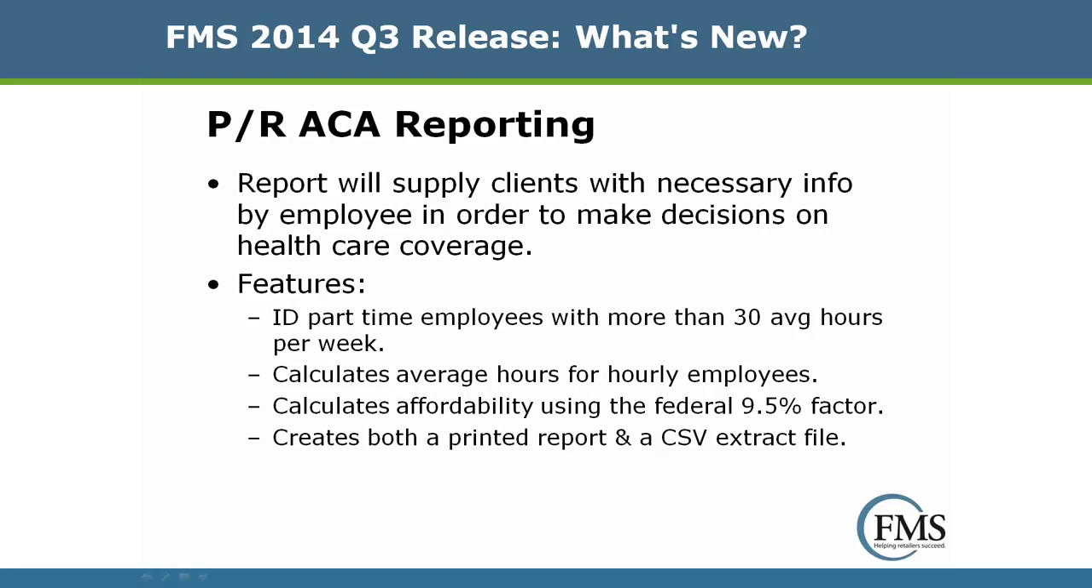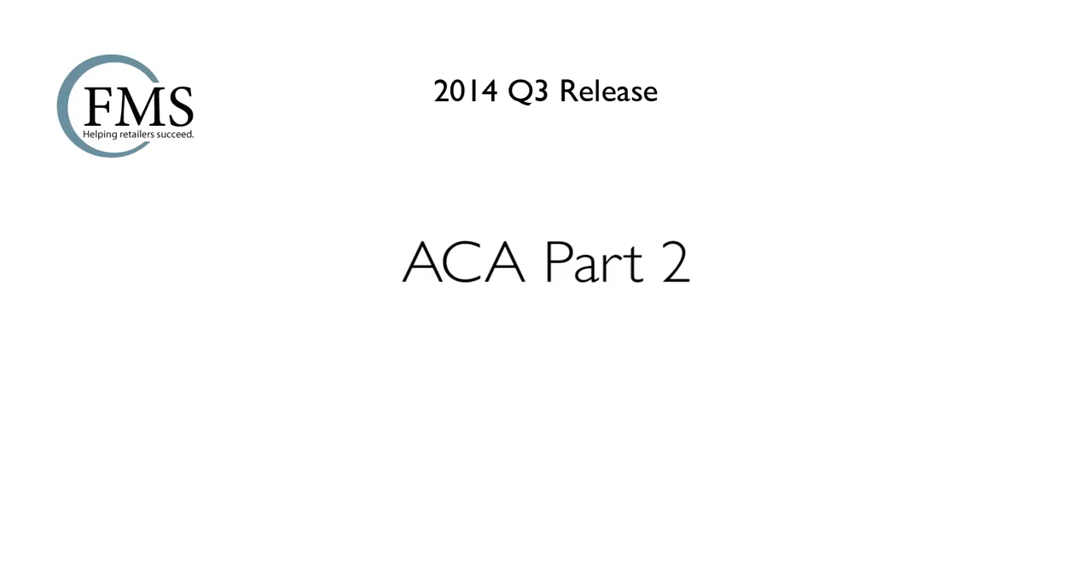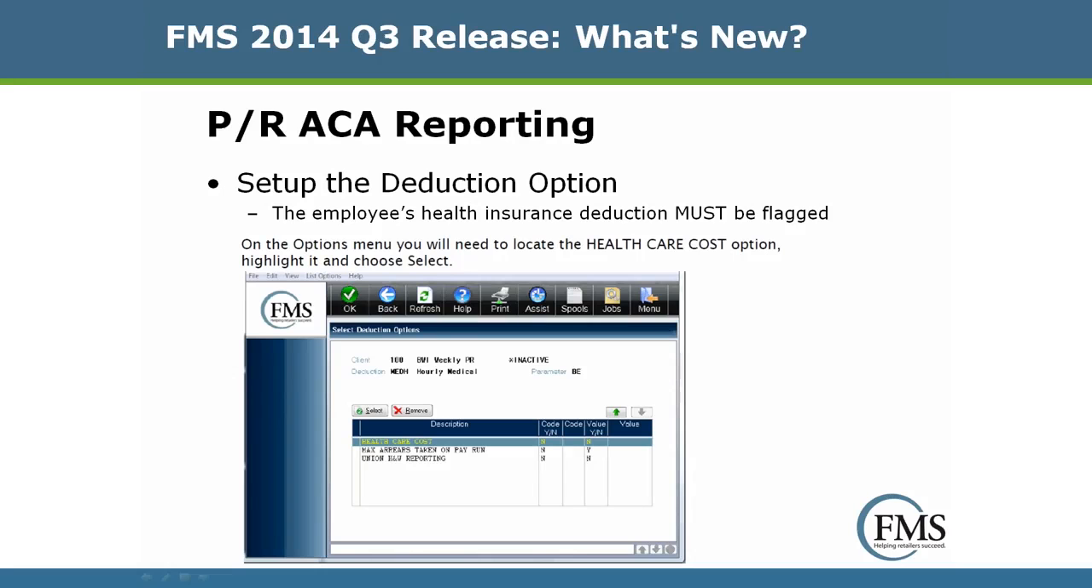Prior to running the report, two options must be set up in Focus Payroll. They are: number one, identifying earnings codes to include in the wages and hours totals, and number two, identifying the health care deductions to include in the employee's reported premiums. Let's talk about the deduction setup first.